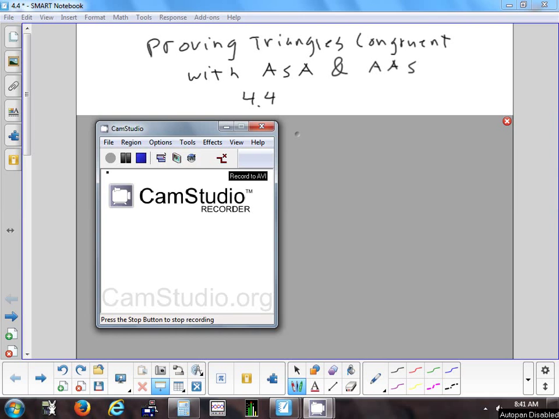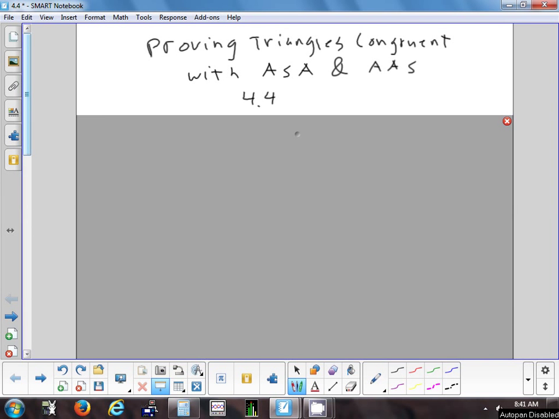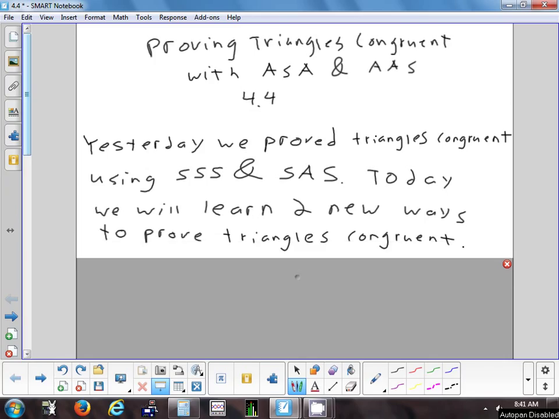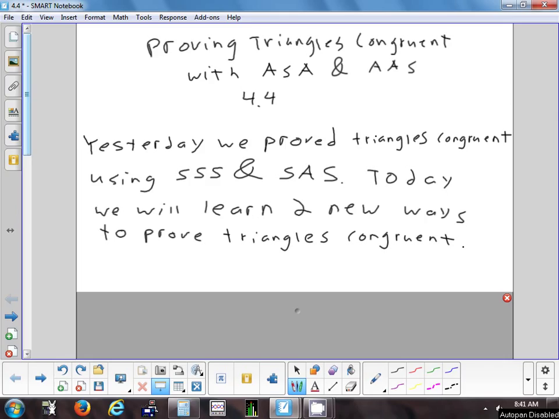Finish up with section 4.4, which is on angle side angle and angle angle side congruence postulates and theorems. One's a postulate, one's a theorem. Okay, so yesterday we used side side side and side angle side. Today we're going to learn two more ways. And again, these are just shortcuts from having to go back to the definition of congruence.